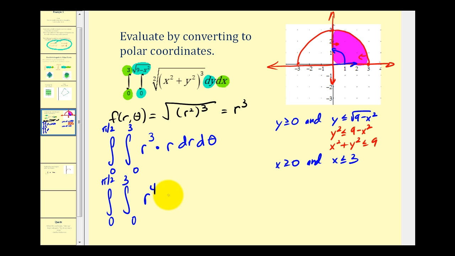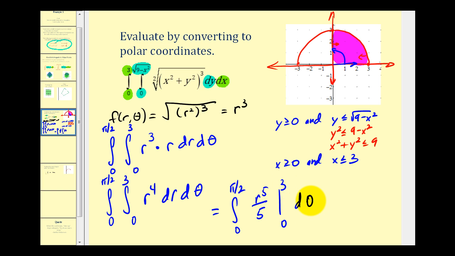So now we just need to multiply this and then start integrating. So we've got r to the fourth dr d theta. So we're going to have r to the fifth over 5. Let's go ahead and continue this on the next slide.